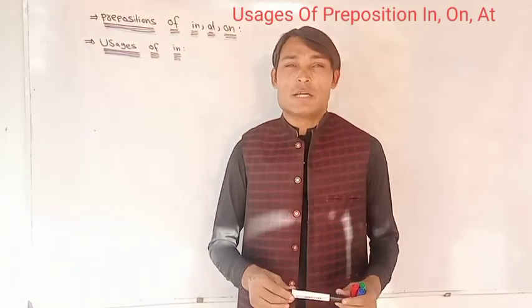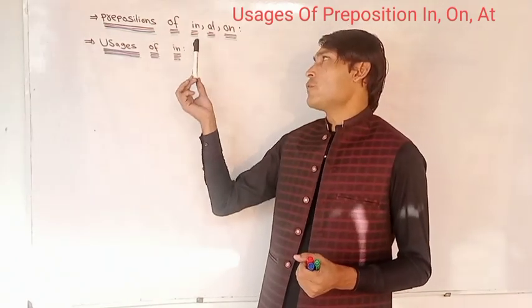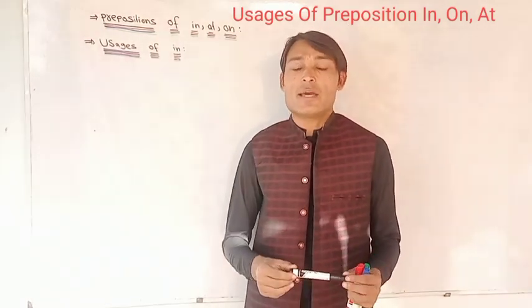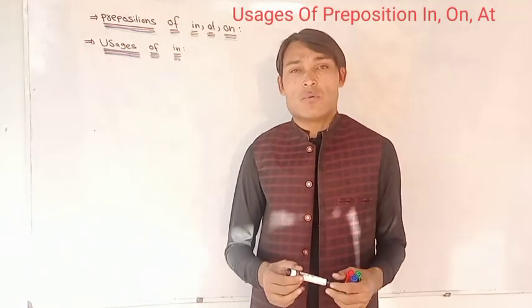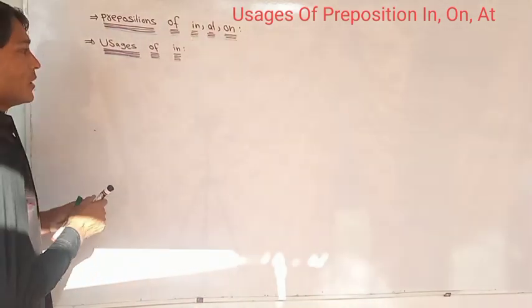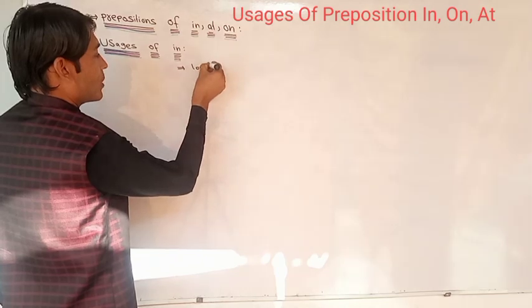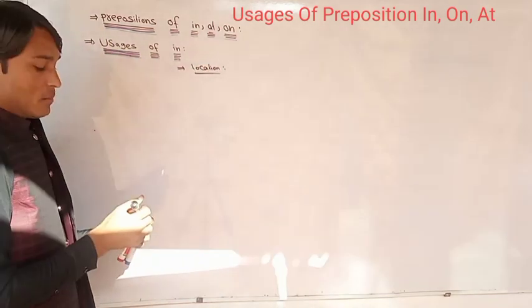This is Ansar Ahmad, and in today's lesson I'm going to teach you about the prepositions in, at, on, especially the usages of in. As we know, in has many usages, so now let's discuss them one by one. The first usage of in is that it is used before the name of a location. Let's take an example. A location is also called a place.